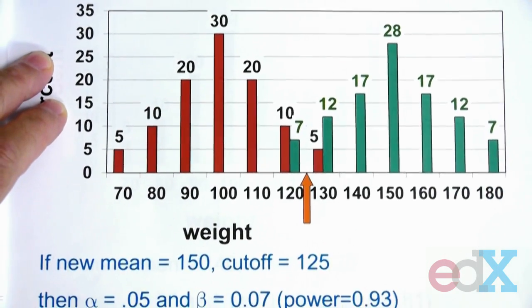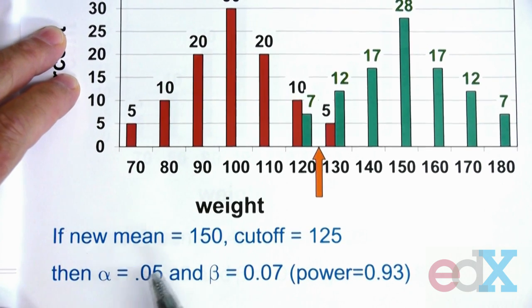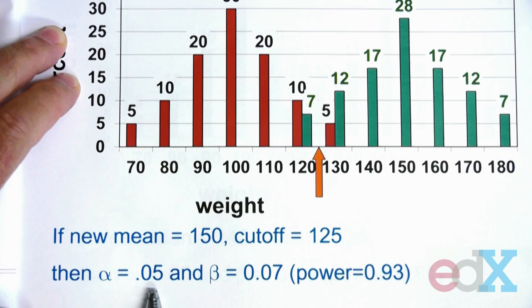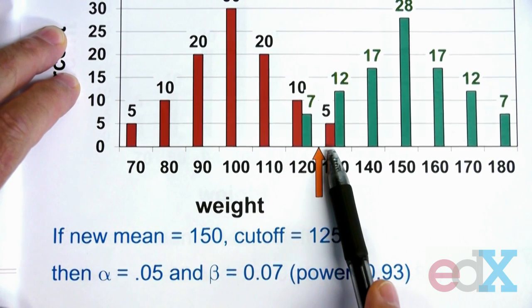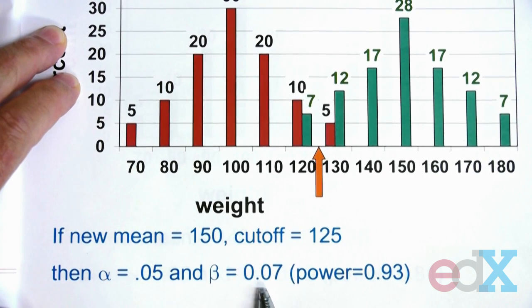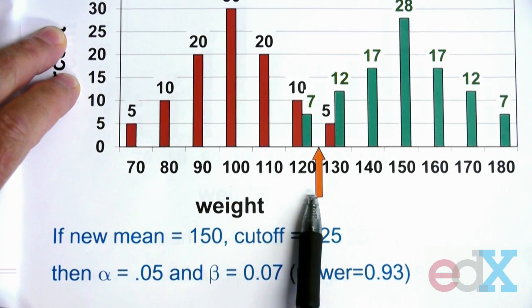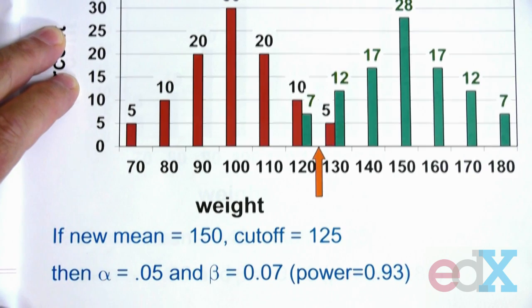So with hypothesis testing, if we have the cutoff at 125, when the new mean is 150, then our alpha is 0.05. That means 5% of the time, flab rat actually comes from the null distribution, we will be misclassifying them. So there they are. That's the 5%. There's your alpha of 5%. And your beta of 7% are these guys, who actually come from the green, but because they're to the left of the arrow, will be classified as the nulls.